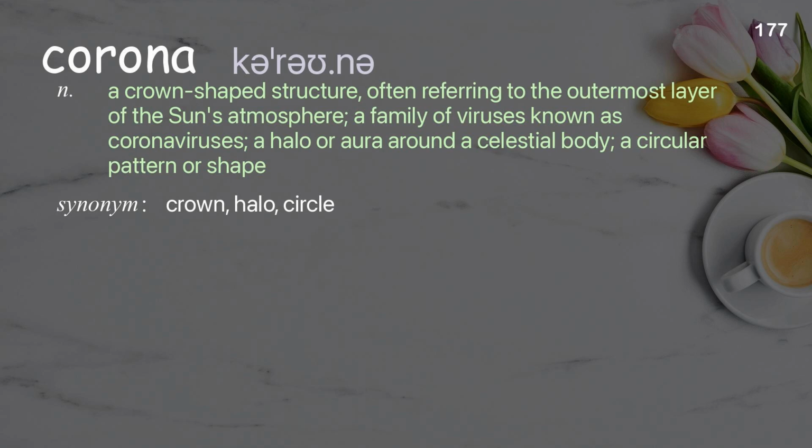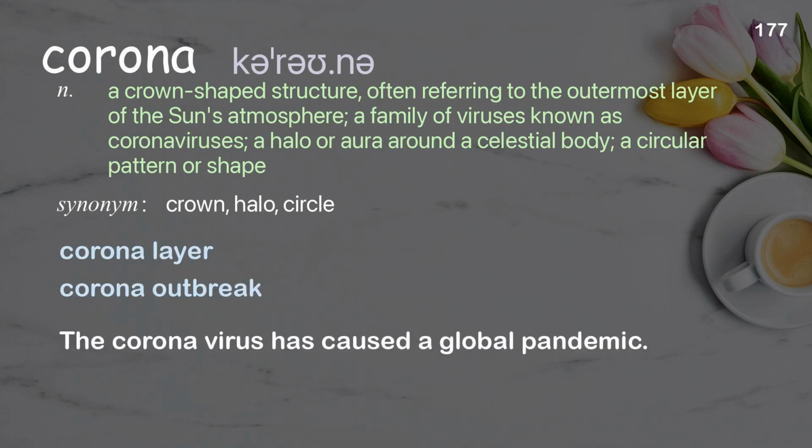Corona. A crown-shaped structure, often referring to the outermost layer of the sun's atmosphere. A family of viruses known as coronaviruses. A halo or aura around a celestial body, a circular pattern or shape. Examples: Corona layer. Corona outbreak. The coronavirus has caused a global pandemic.